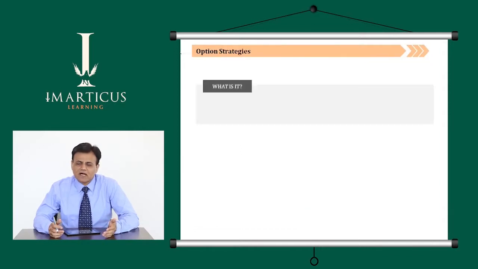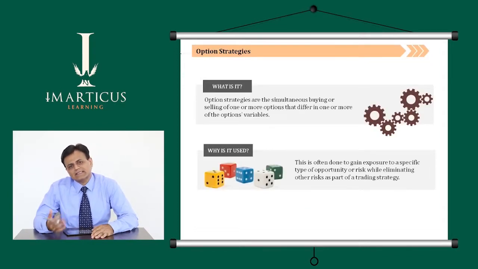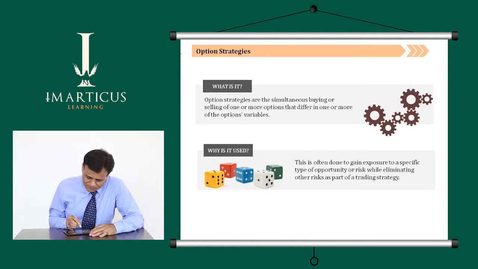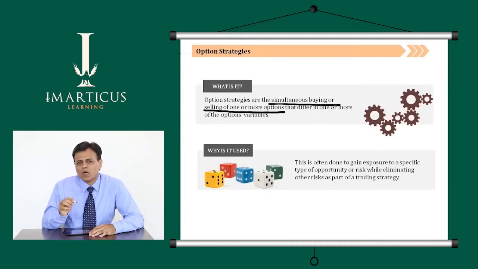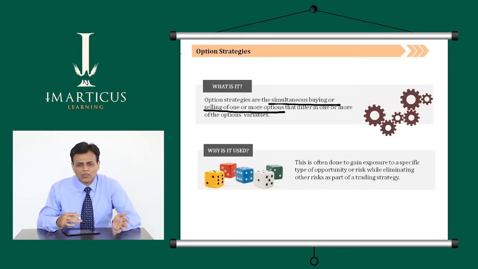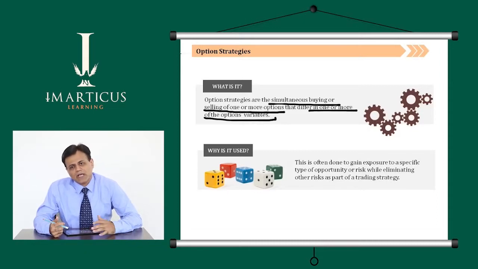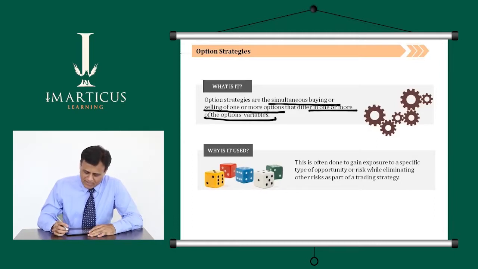So option strategies are nothing but simultaneous buying and selling of options that differ in one or more option variables. Let's break this up. Option strategies are simultaneous buying or selling of one or more options, which means you either buy a call or sell a call, buy a put or sell a put. Also, they can differ in other option variables, which means you can buy or sell multiple strikes or multiple expiries. Let's take an example to build this further.